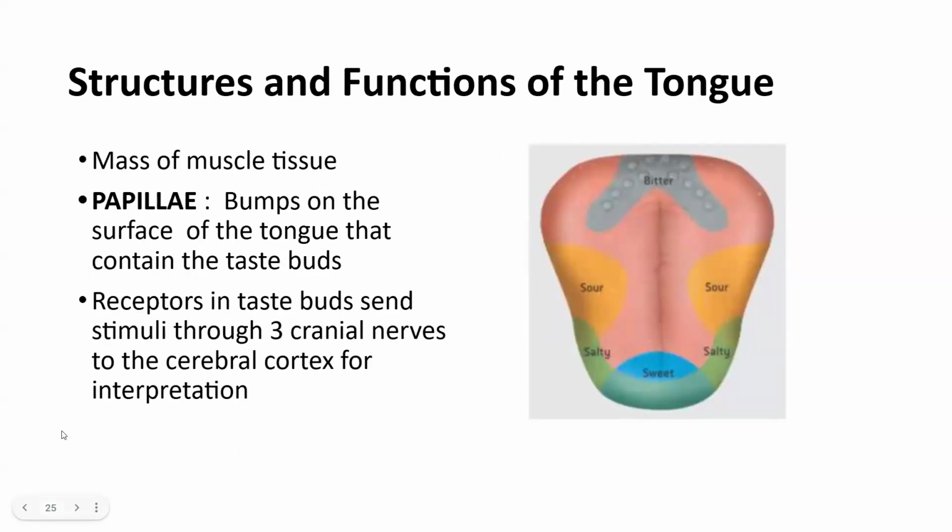And then you have your structures and functions of the tongue. Our tongue itself is one mass of muscle tissue. We have those little papillae, or our taste buds, on the surface of the tongue that collect and contain that taste when we eat something. And then there are receptors in each one of those taste buds that send a stimulus through our three cranial nerves to the cerebral cortex for interpretation of what we are eating and tasting.